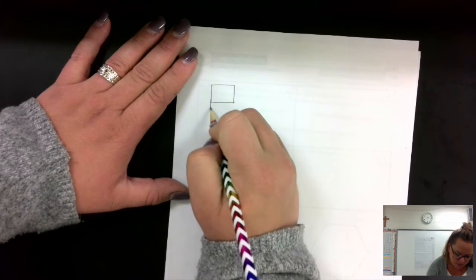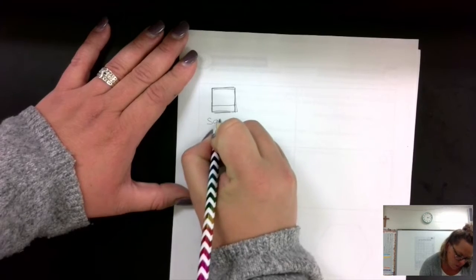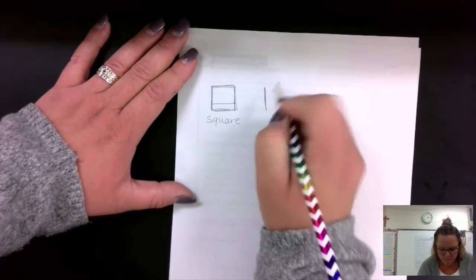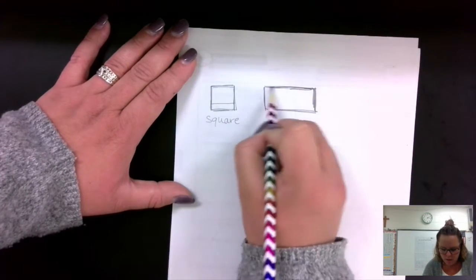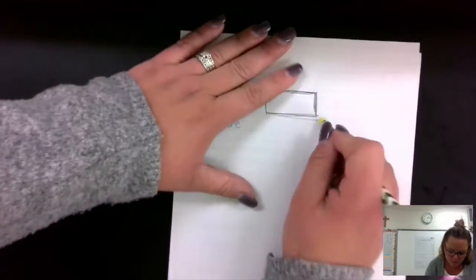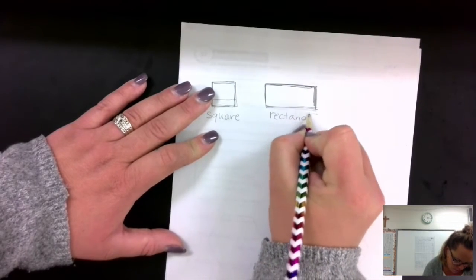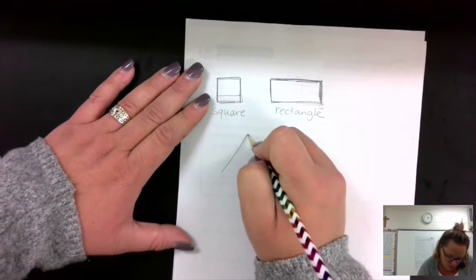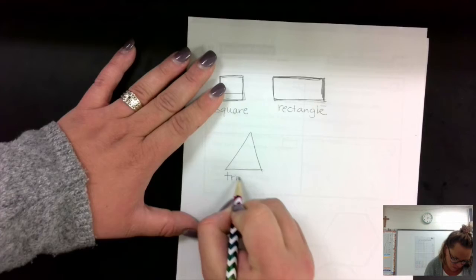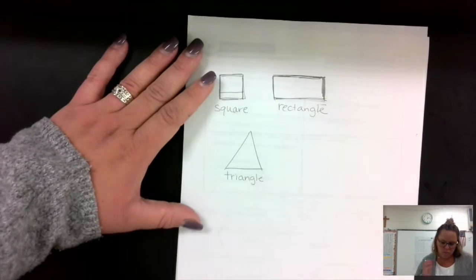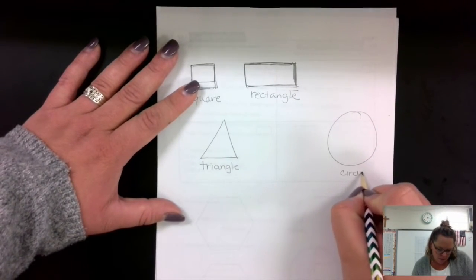What shape is this? Hopefully you can see that that is a square. Just making it dark so you guys can see it. And what is that shape? We know that that is a rectangle. And what about that shape? What's that? We know that is a triangle. Okay, what about this? What shape is that? We know that that shape is a circle.